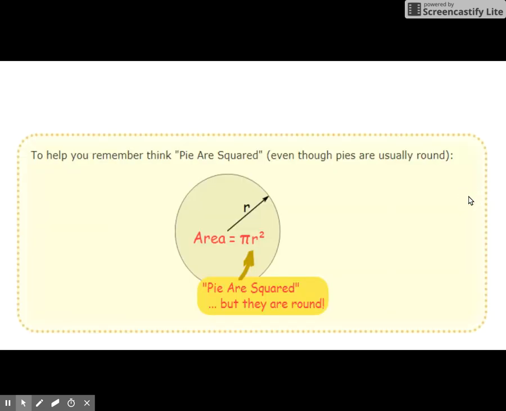To help you remember, think pi r squared, even though pi's are round. So a little bit outside the box, but it'll help you remember. So the area is pi r squared.